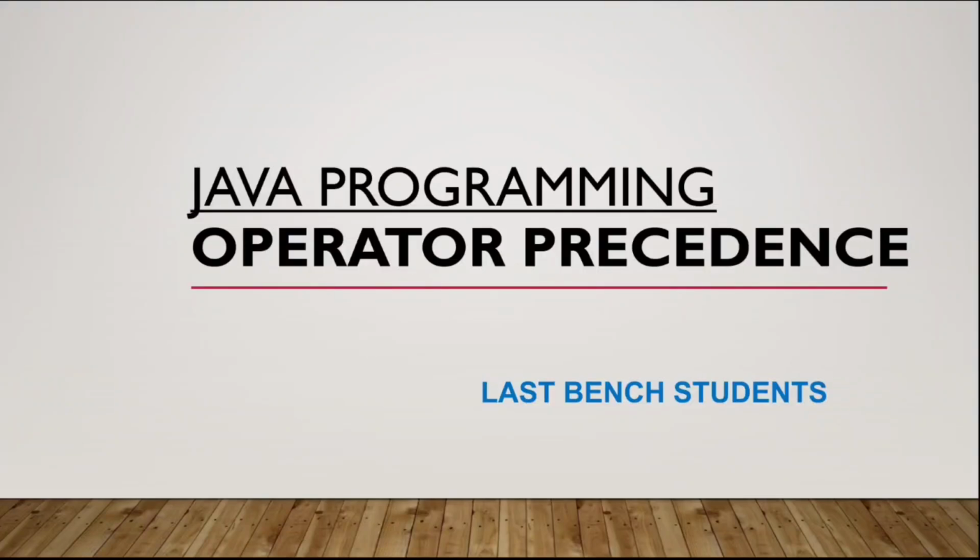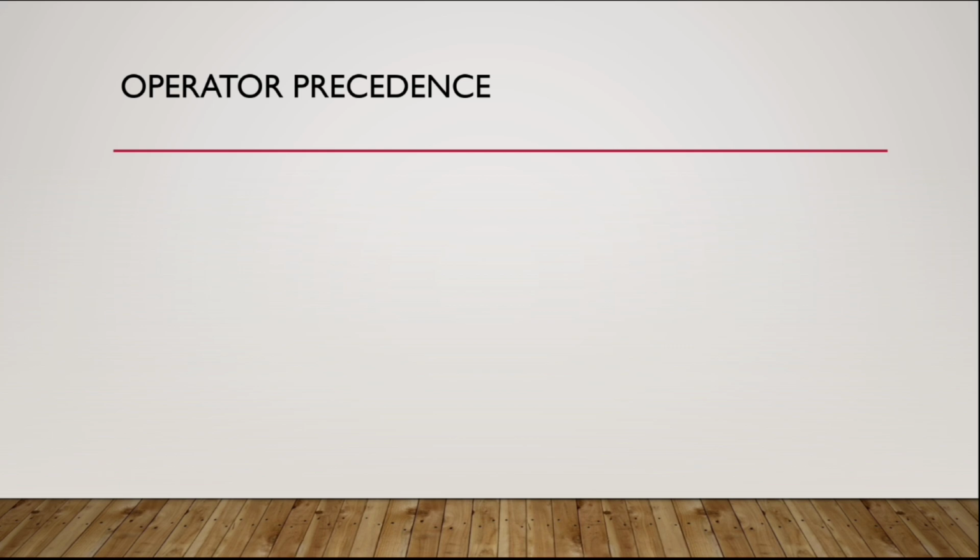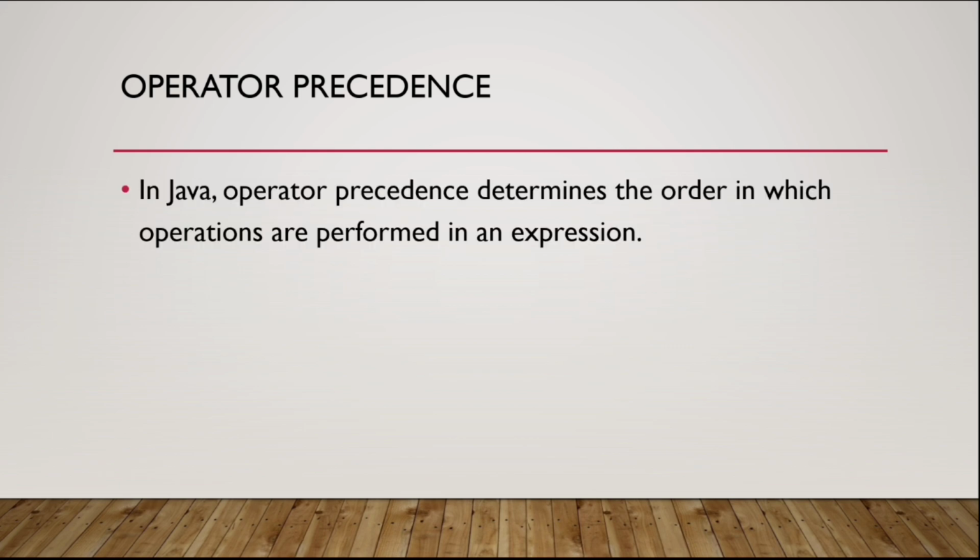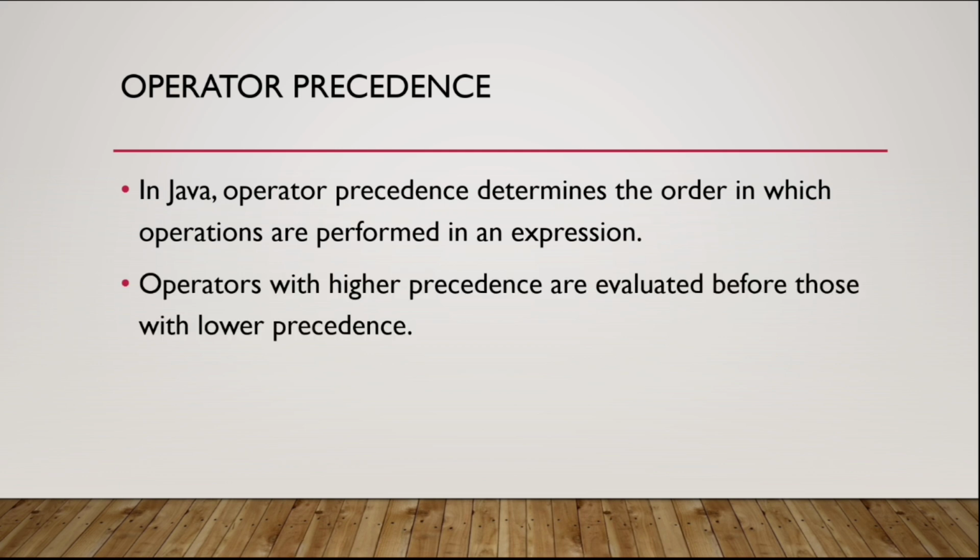Java Programming: Operator Precedence. Operator precedence. In Java, operator precedence determines the order in which operations are performed in an expression. Operators with higher precedence are evaluated before those with lower precedence.